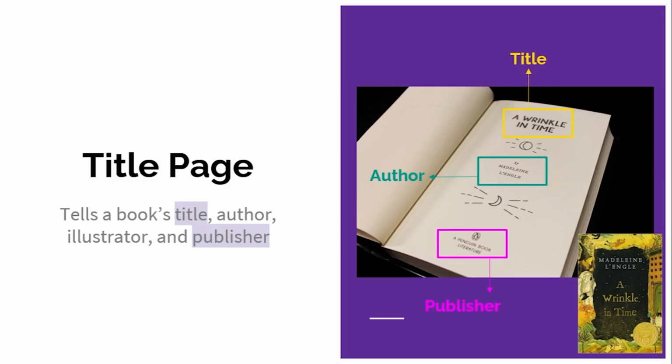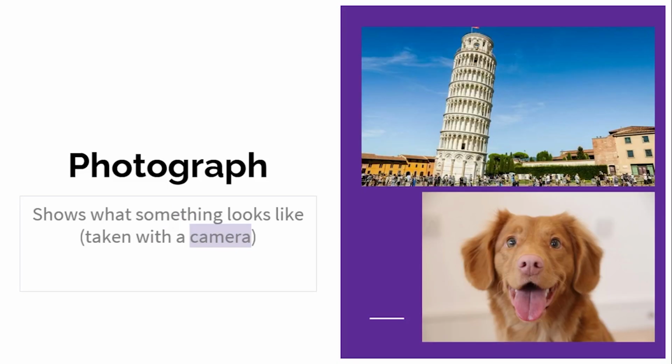Title page. A title page tells a book's title, author, illustrator, and publisher, and usually it tells us what time or year it was published. Photograph. Photographs show what something looks like, and it's usually taken with a camera. Photos and illustrations give information in a visual way. They help tell the story. They work with the words and heading to help teach material, and they help the reader understand an idea from the text that was unclear.